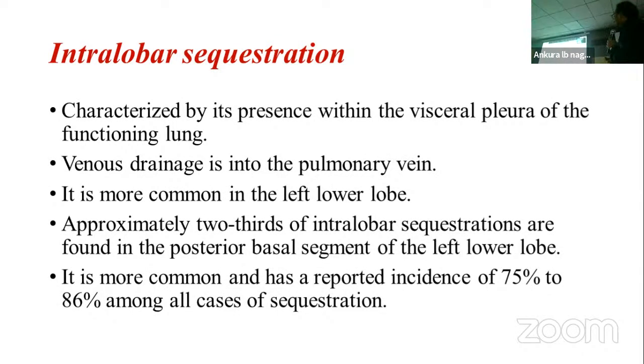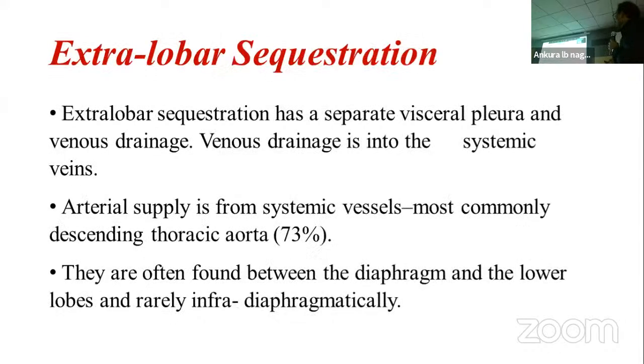Intralobar sequestration is characterized by the presence of lung tissue within the visceral pleura, with venous drainage into the pulmonary vein, and is more common in the left lower lobe. Approximately two-thirds of intralobar sequestrations are found in the left lower lobe. It is more common, with a reported incidence of 75 to 86%, much more common than extralobar pulmonary sequestration.